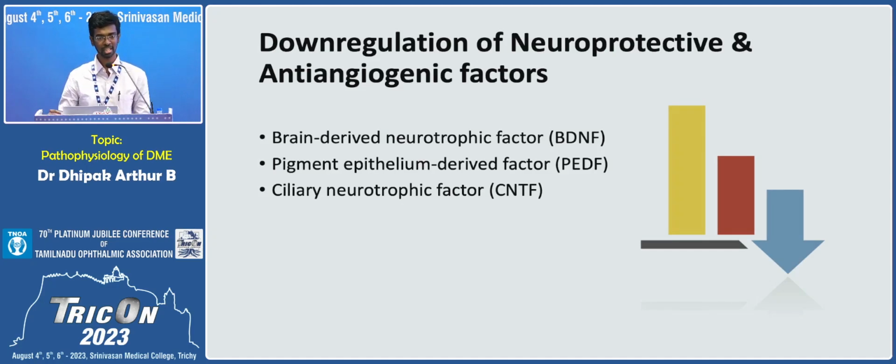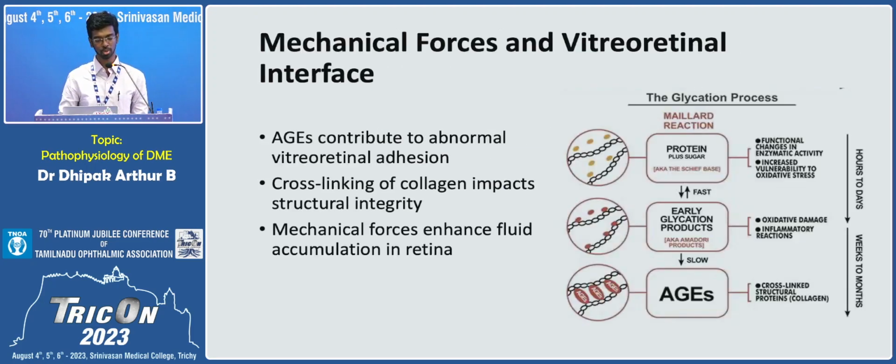All these good factors get downregulated, like the brain-derived neurotrophic factor, the pigment epithelium-derived factor, and the ciliary neurotrophic factor. All these are good factors, but they get downregulated. And this is another structural change. So these were all the biochemical changes. So what happens in the structural changes?